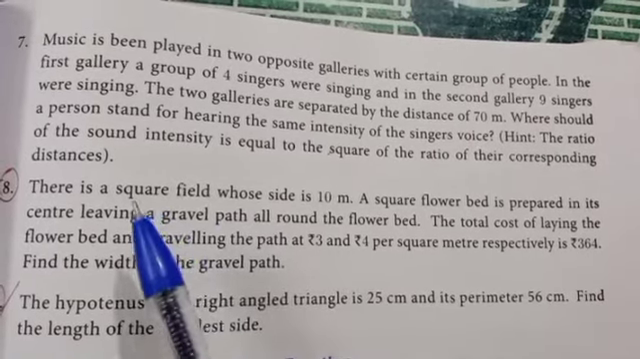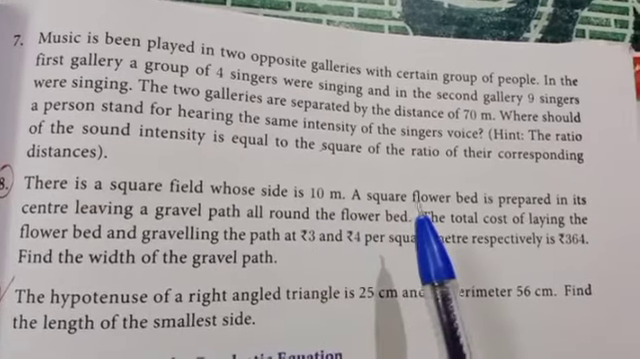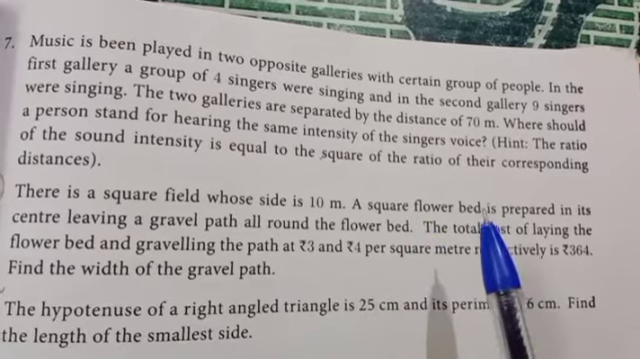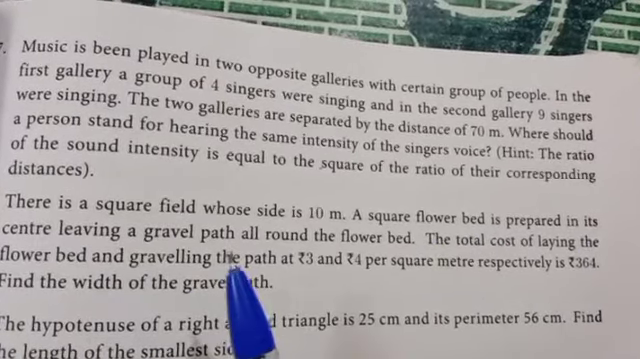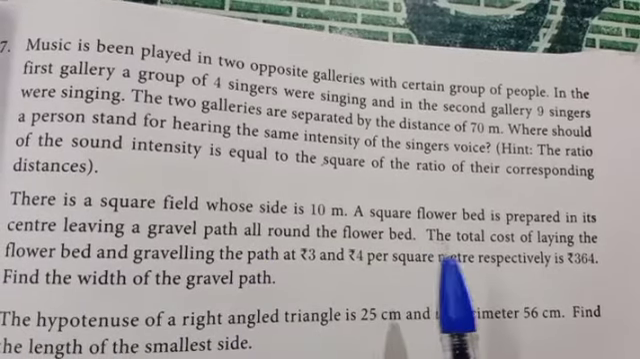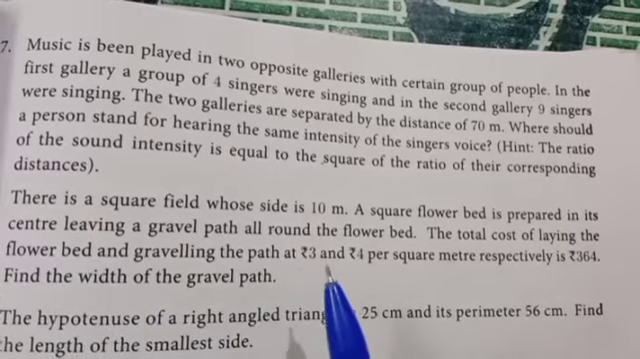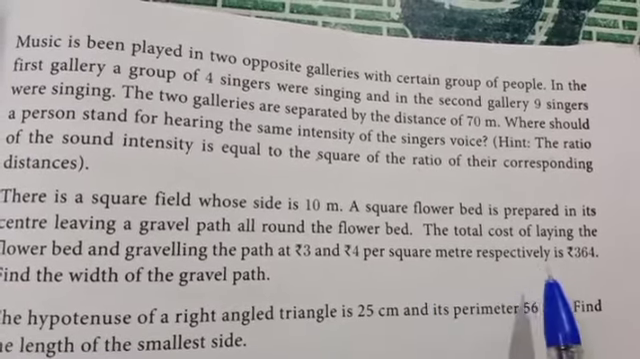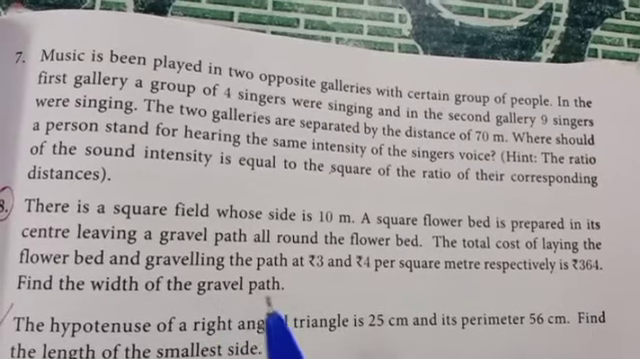Okay, the square field is there, its side is 10 meters. Inside the square field you have to prepare one flower bed, in its center, leaving a gravel path all around the flower bed. The total cost of laying the flower bed and graveling the path at rupees 3 and rupees 4 per square meter respectively is rupees 364. We want to find the width of the gravel path.